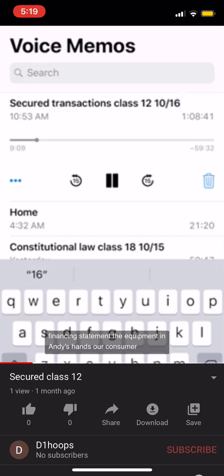The equipment in Andy's hands are consumer goods. I say equipment, stereo equipment. It's not equipment for UCC purposes. That's probably bad, right? What do they call it? A receiver? Is that what it is? Let me change that. I hate using words that have definitions. That's a mistake. So it's a receiver, right? To Andy, it's a consumer good. What is it to Nancy?